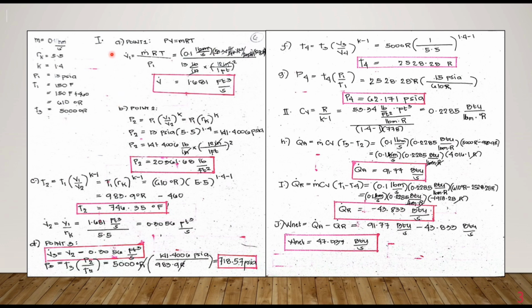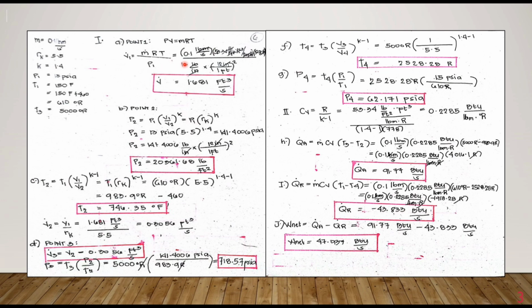So first, we are going to solve for A. We are going to use this formula, PV is equal to mRT. So to solve for V1, we are going to arrange this formula. So we get V1 is equal to mRT over P1. And then after that, we are going to substitute the value.